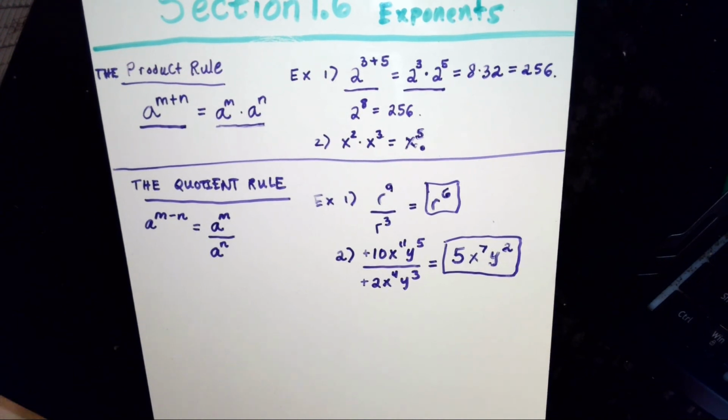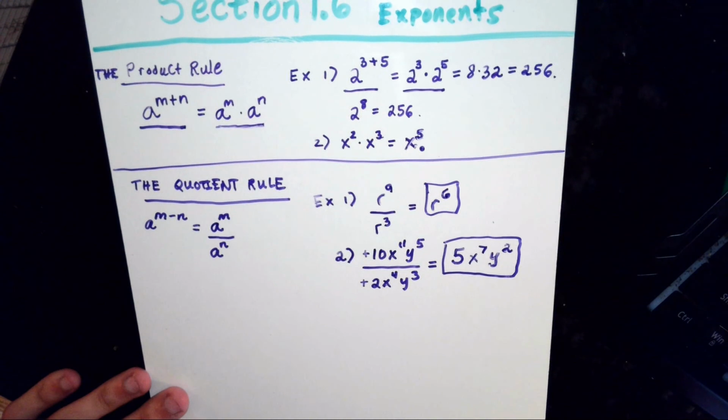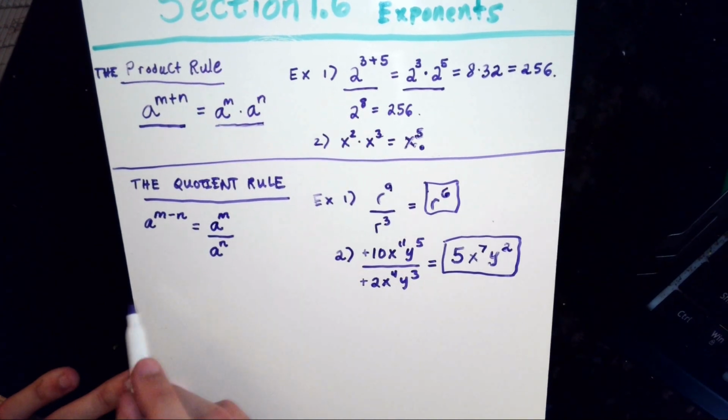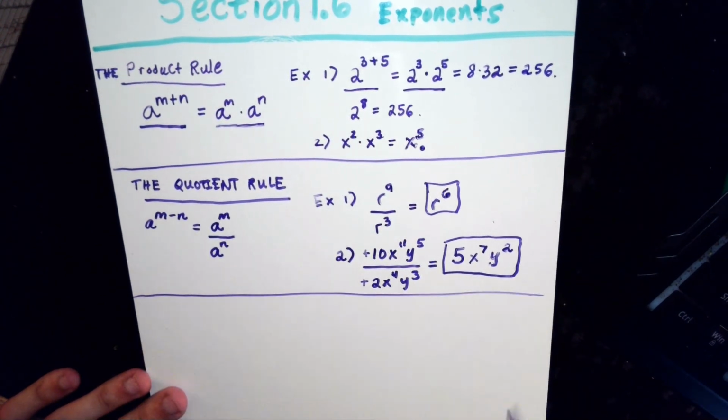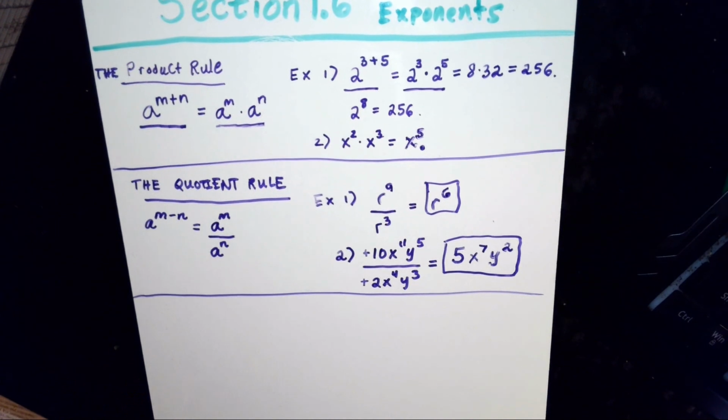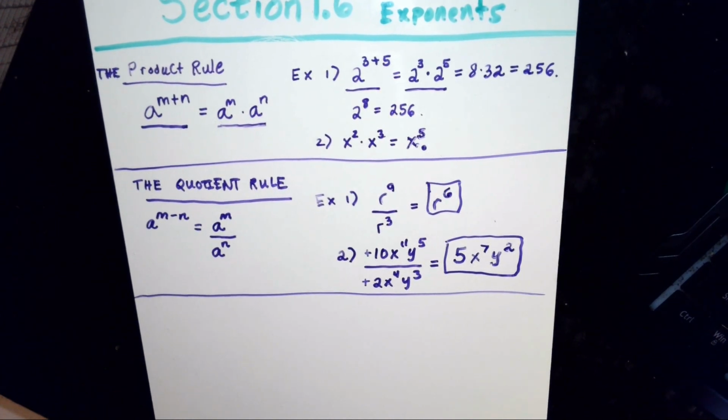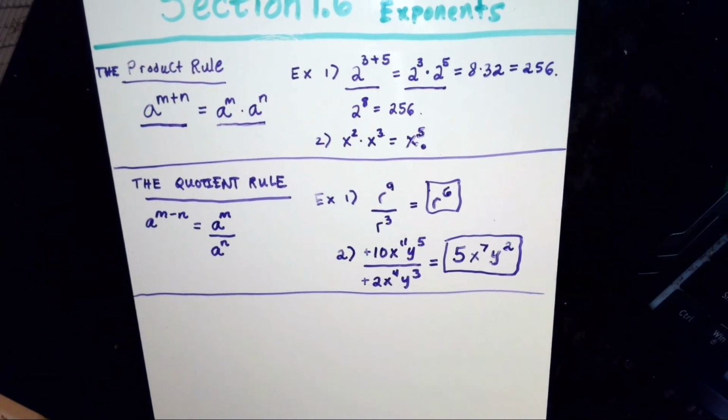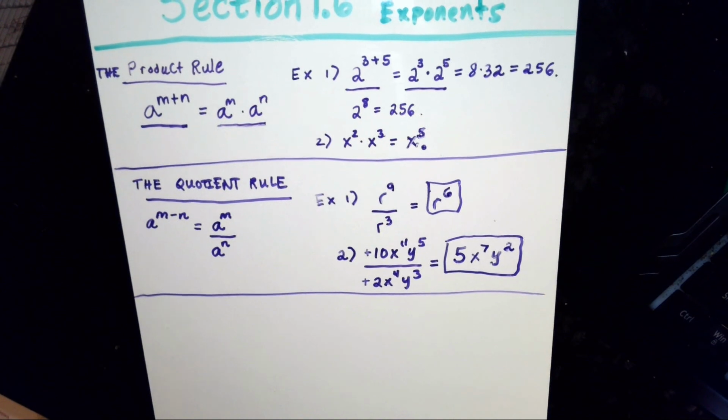All right, so that's it for this video. In the next video, we will look at what happens when we have a zero exponent, and we'll give some justification, or at least somewhat of a motivation, for why we define the zero exponent the way that we do.